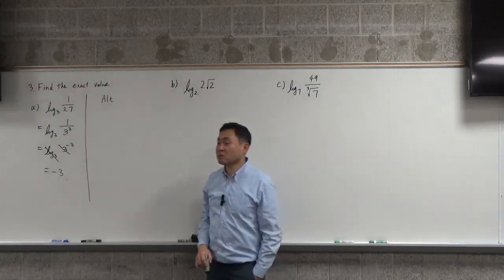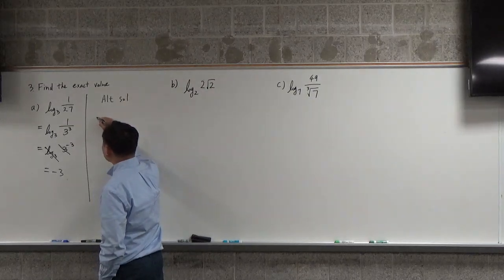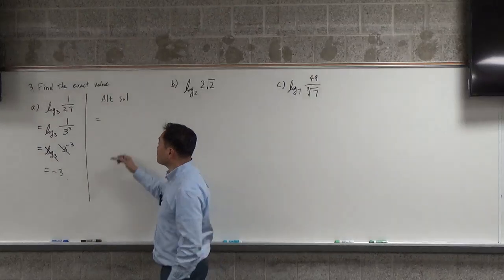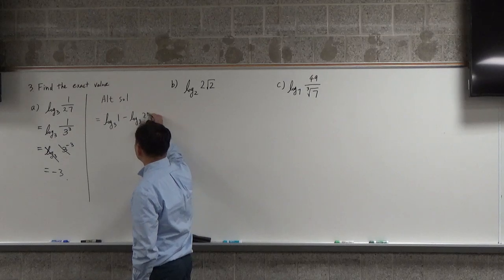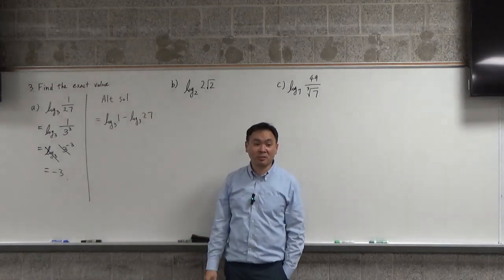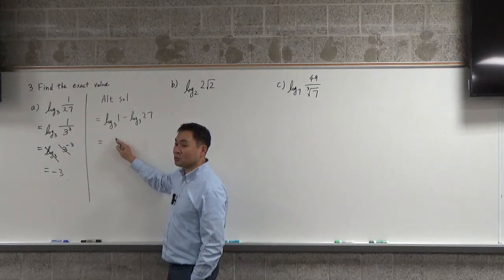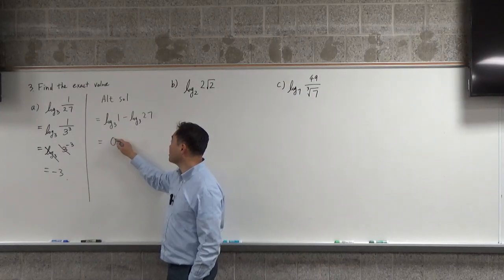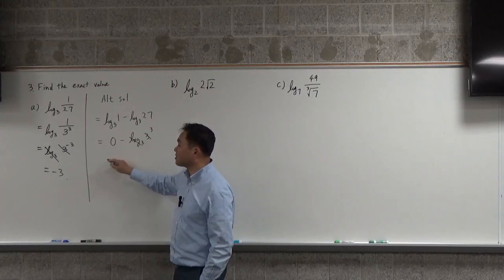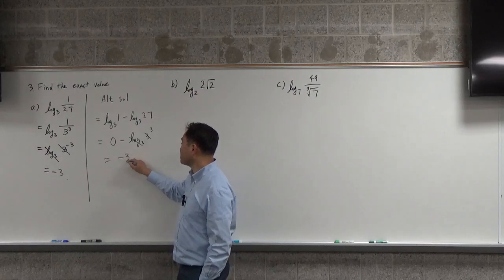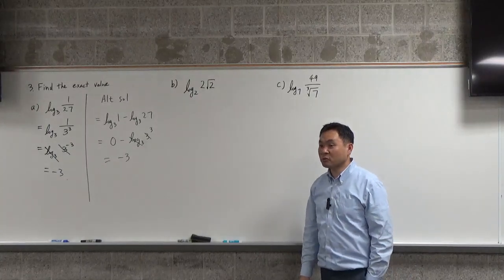Now let me show you an alternative solution, which is to say that if you divide, what do you know about division? Division changes to subtraction, right? And log of 1 is equal to 0. And you can rewrite 27 as 3 to the third power, so when you cancel these out, you get negative 3. You can solve it in either way. Both will give you full credit.